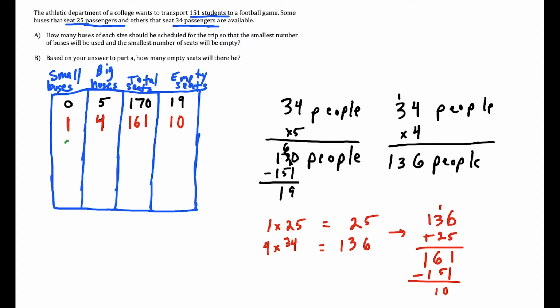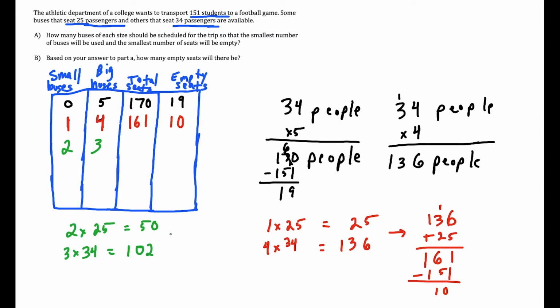And now let's say we have 2 small buses, 3 big buses. Well, 2 small buses, they each seat 25. So we have 2 times 25, which is equal to 50. And then for 3 big buses, we would have 3 times 34. And 3 times 34 is going to give us 102.